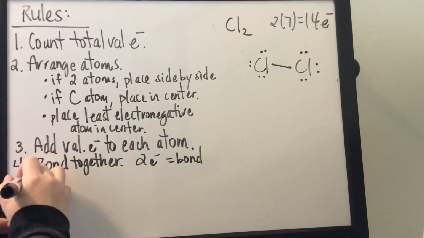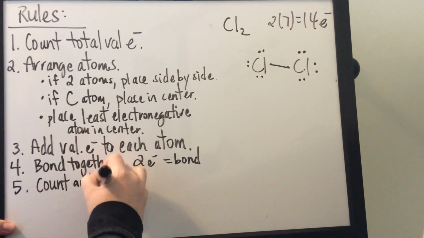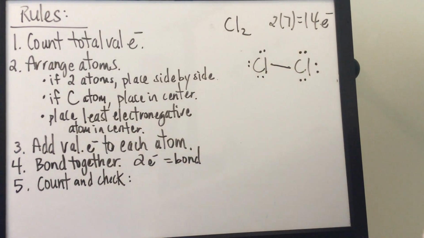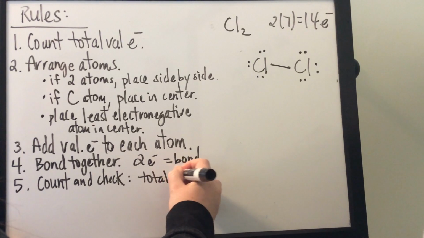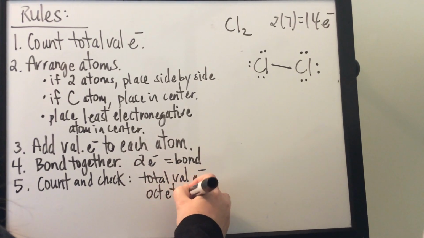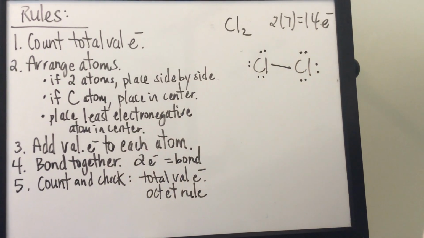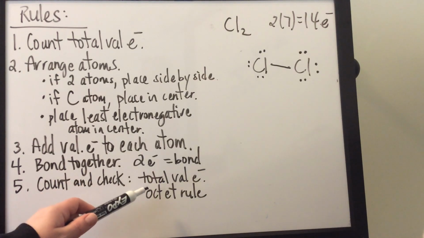And then my 5th rule is just to count and check. And I'm counting and checking 2 things. 1, my total valence. And 2, does everybody have an octet? And this is how you can answer if your Lewis structure is correct. So you can't forget this step. It's so important. We have to count and check 2 things. In this case, are there 14 total electrons in my picture? And that's this first one. And then, does every atom have an octet?